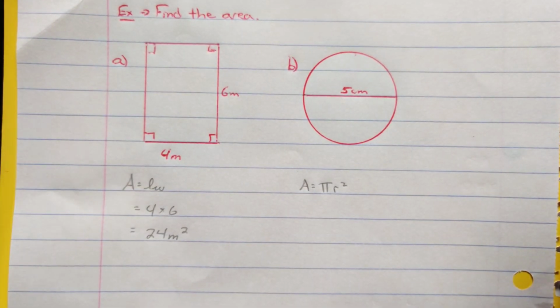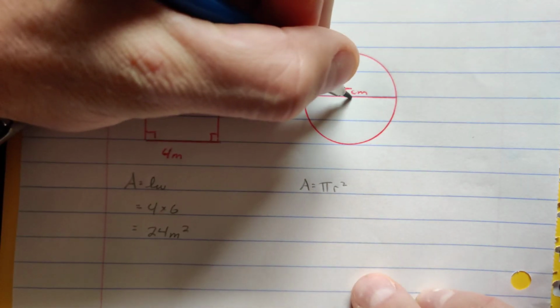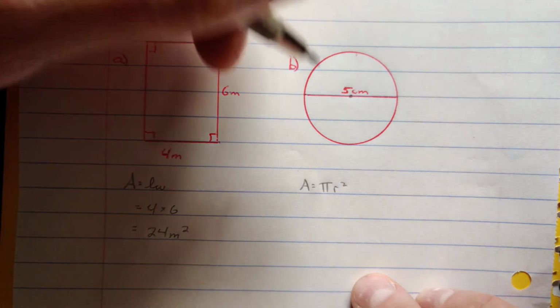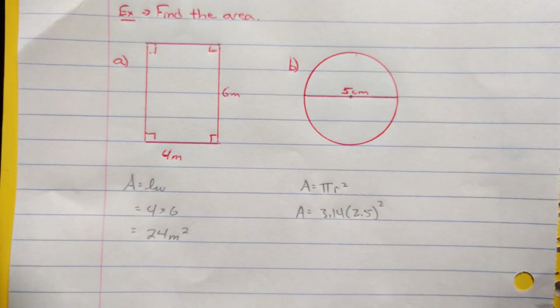In the next one, we have circles, so area equals pi r squared, pi times the radius squared. But we don't have the radius, we have the diameter. The diameter, remember, is twice the radius. The radius is from the midpoint to one side, where the diameter goes to either side. So we have a radius of 2.5, half of that. So area equals 3.14 times 2.5 squared. And 2.5 squared times 3.14 is going to give us an area of 19.625, and this is in centimeters squared.